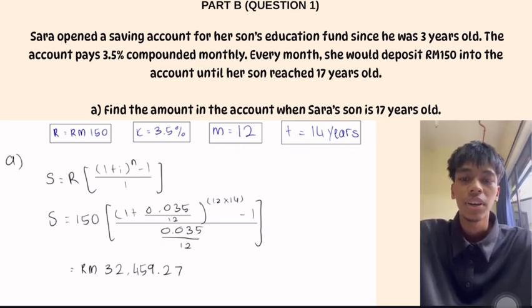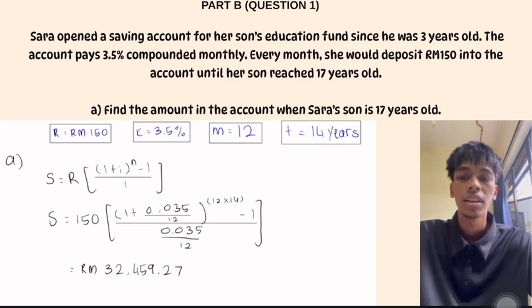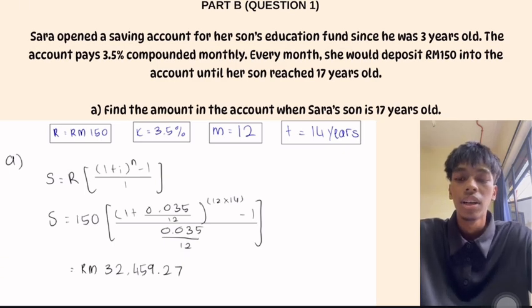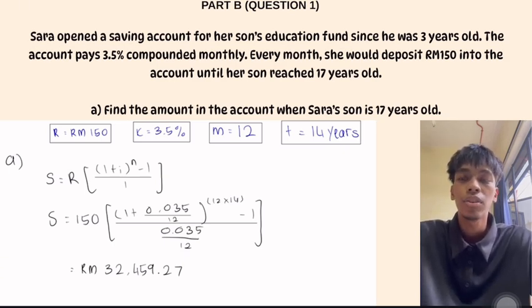Sarah opened a savings account for her son's education when he was 3 years old. She deposits RM150 every month into the account until her son turned 70 years old. The bank gives an annual interest rate of 3.5% compounded monthly. Part A. We are asked to find how much money is in the account when her son turned 17.